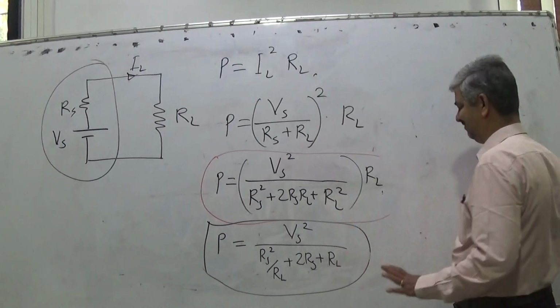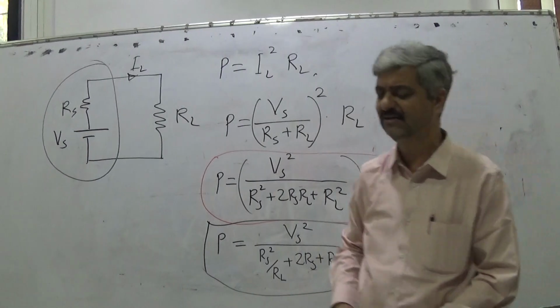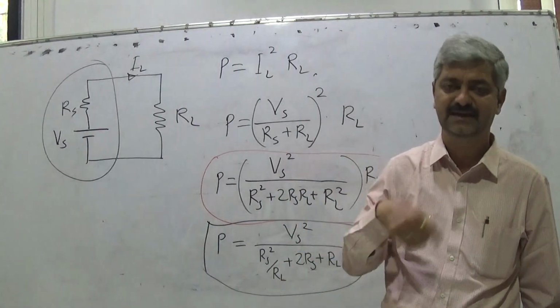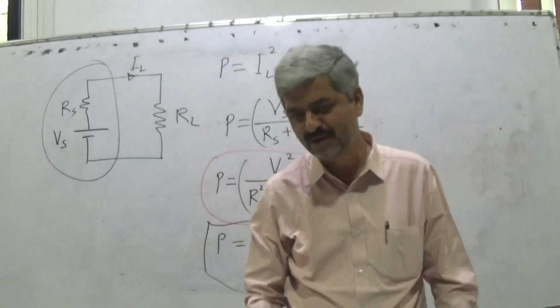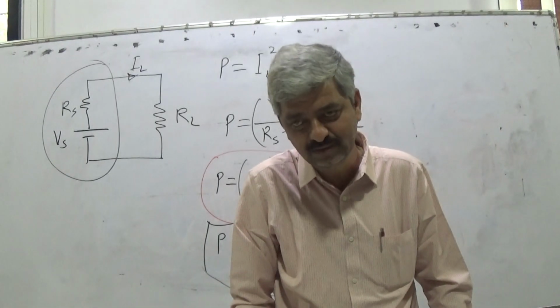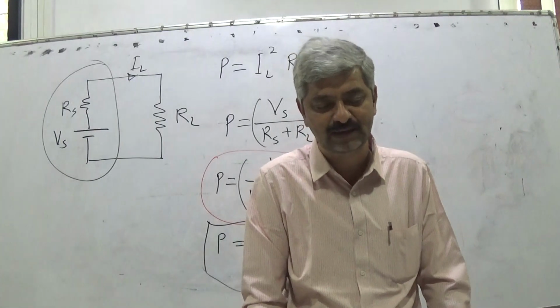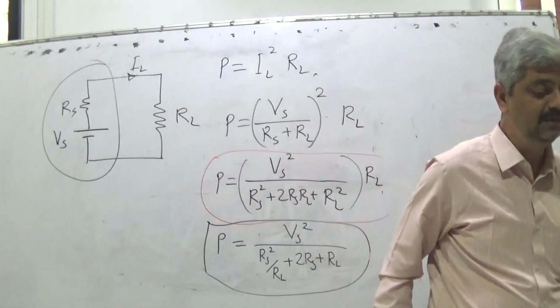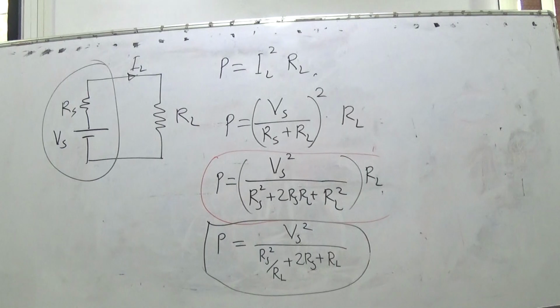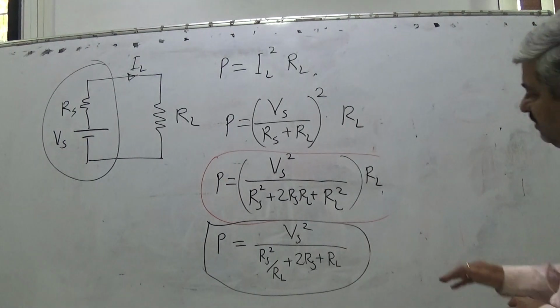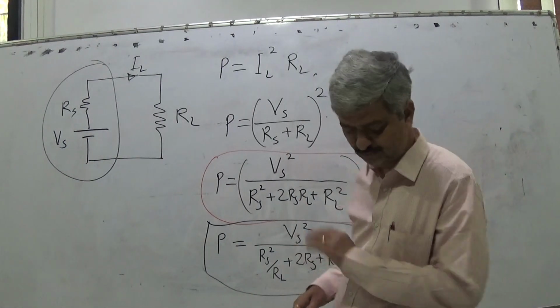But for the obvious answer, I will give you a technique. If you are able to do it on your own, you can pause and try to find some method by which you can find the value of RL for which P would be maximum. You can try to find it on your own, and if not, you can resume the video.